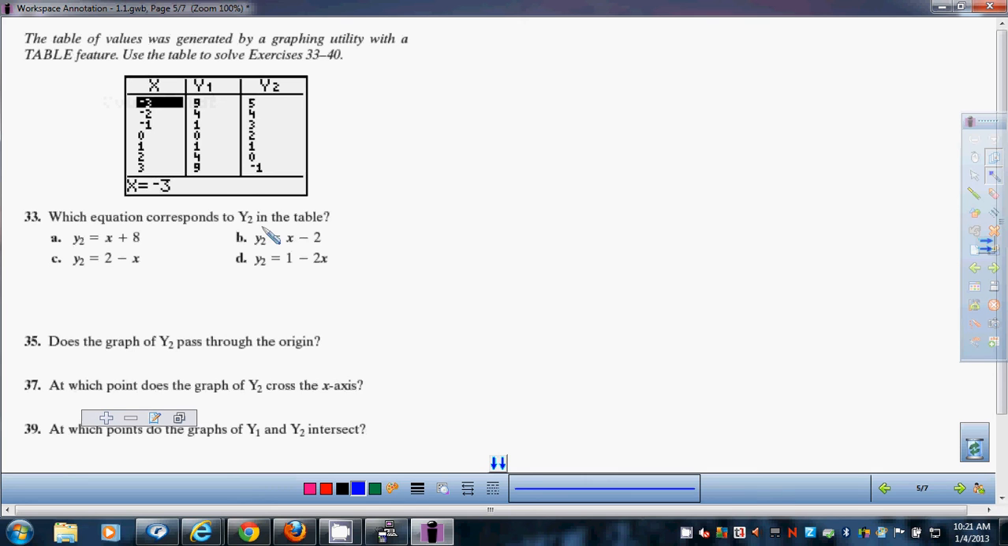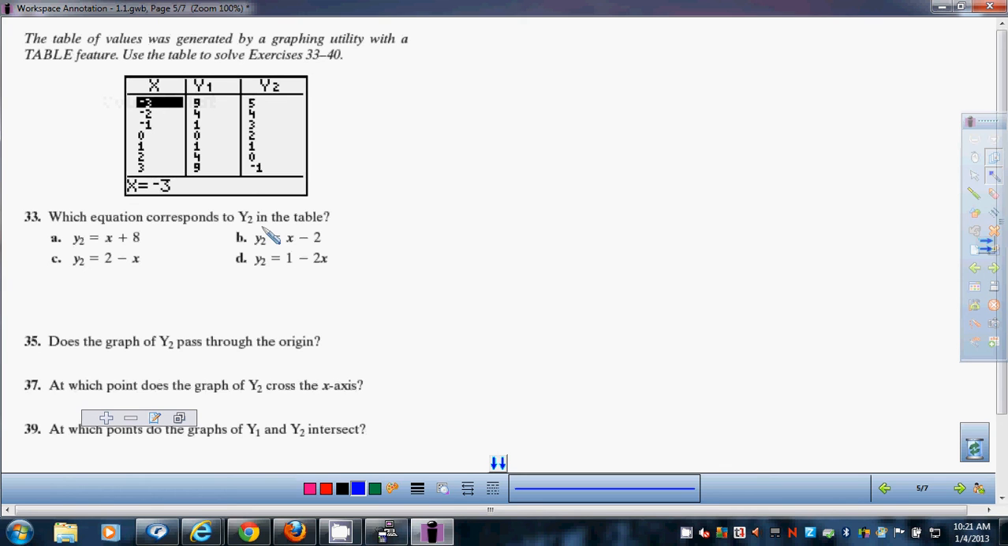Does the graph of y2 pass through the origin? Does that list we were just looking at pass through the origin? Yes or no, and why or why not? No, never mind. You're looking at y1, weren't you? You're right, y1 would be. It does go through the point 0, 0, but y2 does not. So, no.